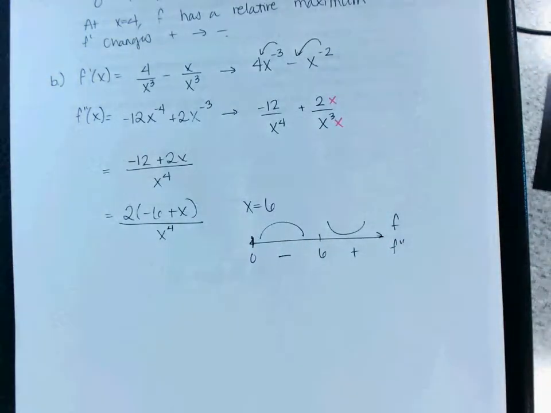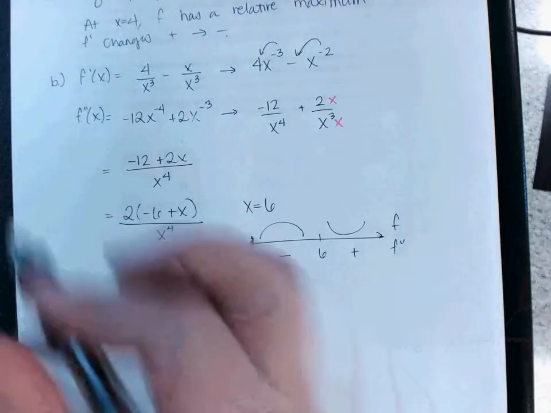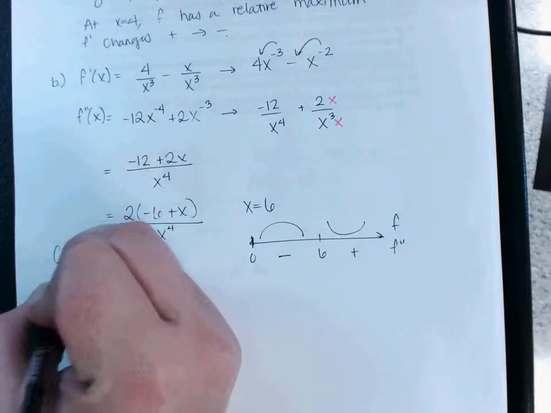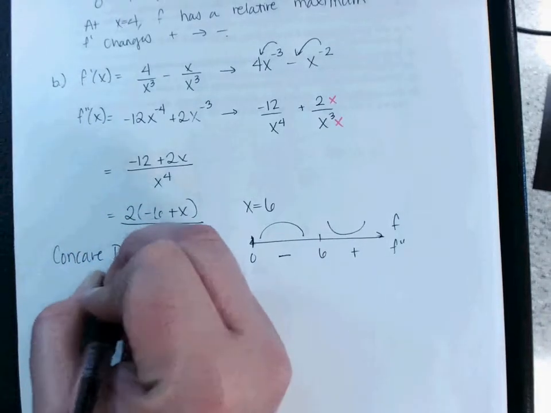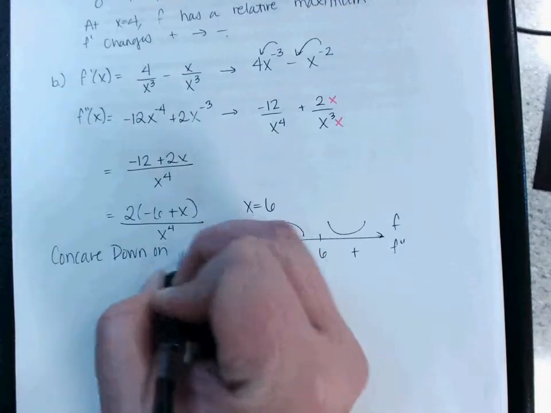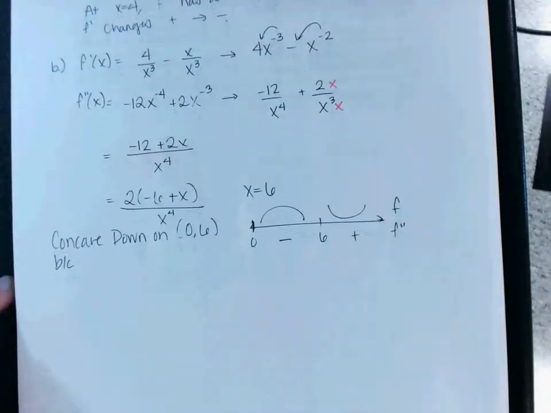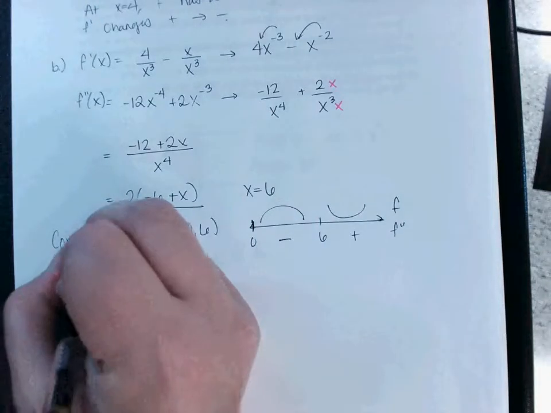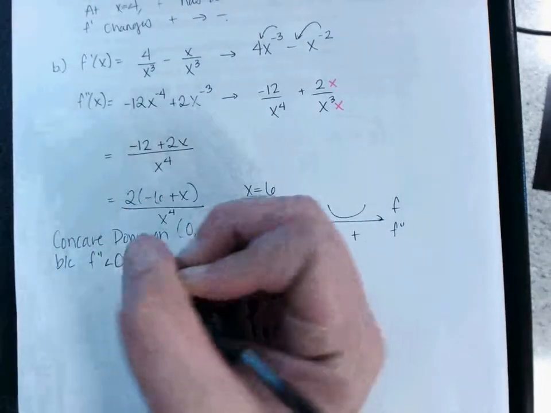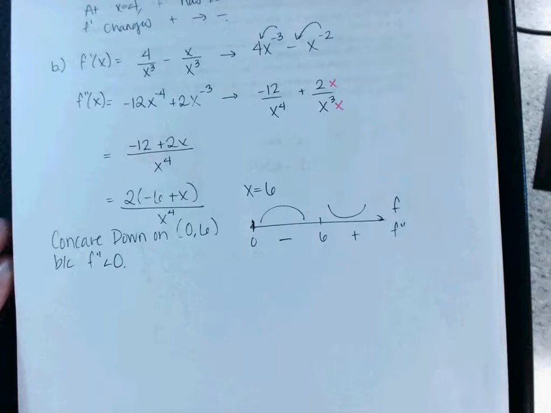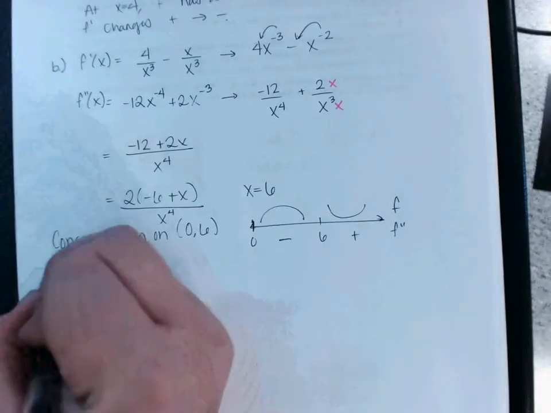So what was the question asking originally? Where is it concave down? So I would say it's concave down on 0 to 6. Now I'm going to put because, you don't have to do this, but it's good practice, we'd put f double prime less than 0.